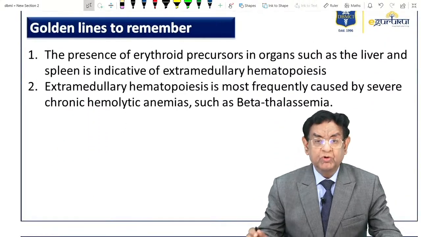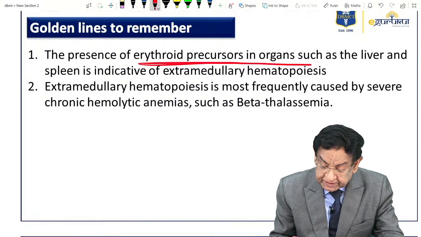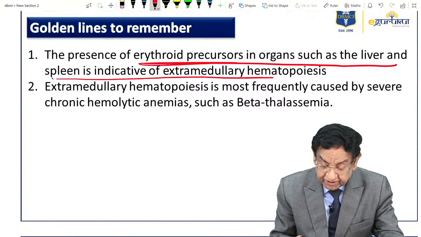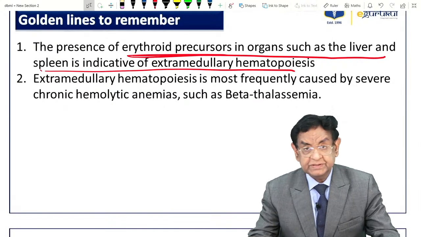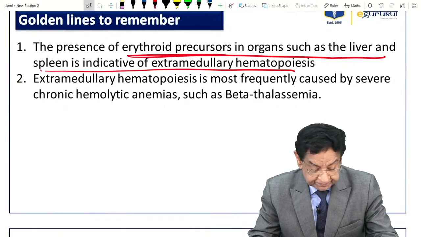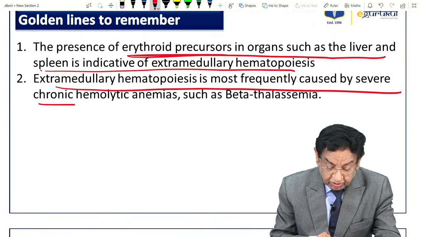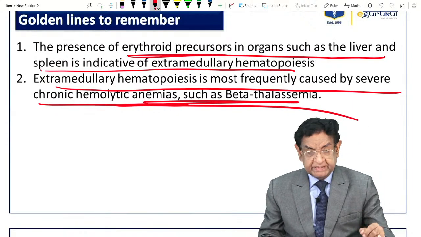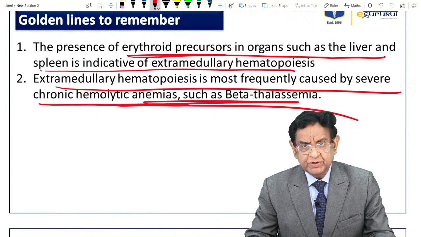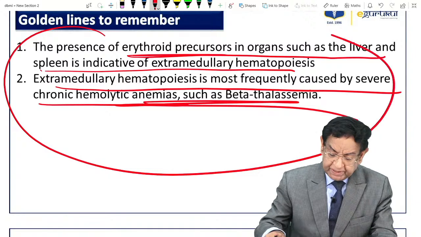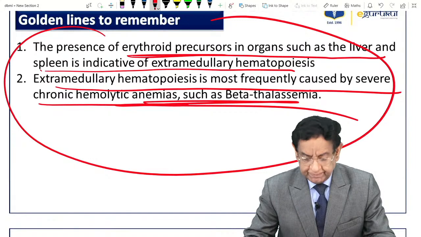So friends, golden line to remember. Presence of erythroid precursors in organs such as liver and spleen is indicative of extramedullary hemopoiesis. Of course, this statement is for adults, no need to say. And extramedullary hemopoiesis is most frequent in conditions like chronic hemolytic anemia such as beta thalassemia. Particularly, beta thalassemia is what the examiner is going to ask you. So this is a big summary, summarized in two lines that you got to remember as a golden line to remember.